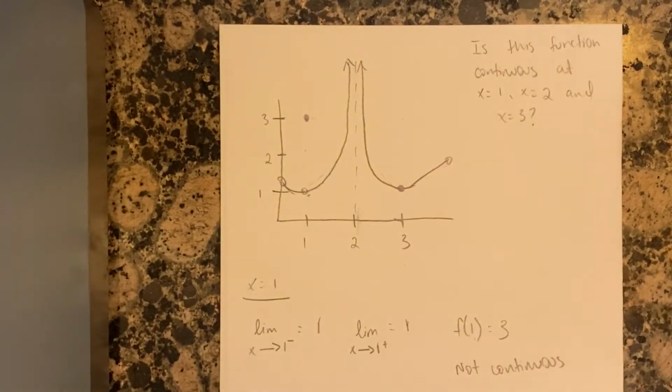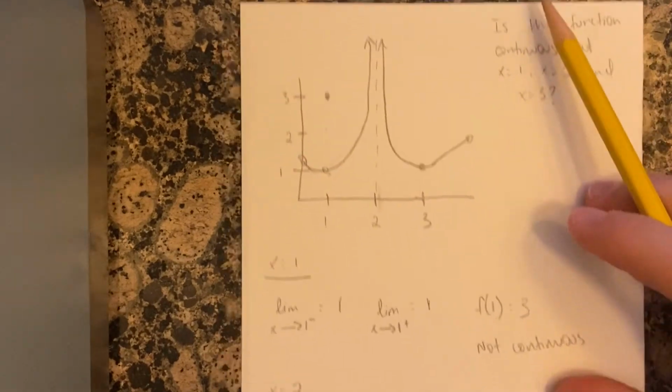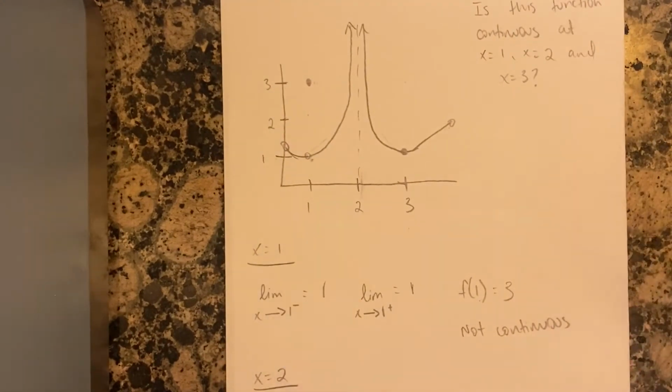Here we have a really good example that I like to use for finding continuity at a particular point. And our question in this problem is: is this function continuous at x equals 1, x equals 2, and x equals 3? So the first thing we look at is x equals 1 here. So the first thing you have to do is test the limit as x approaches 1 from the left, meaning from left to right. What does that equal?